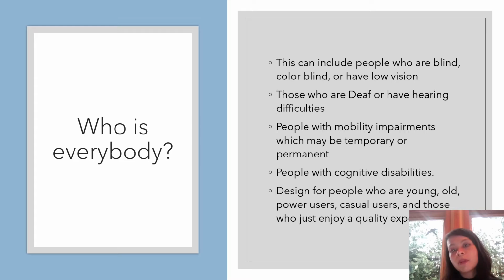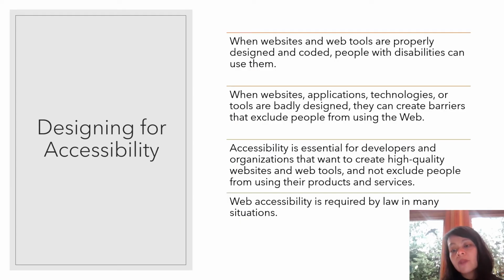Everybody includes people who are blind, colorblind, have low vision, and people who are deaf or have trouble hearing. Also people with mobility impairments, which may be temporary or permanent, people with cognitive disabilities, people who are young, old, power users, casual users, and those people who just enjoy a quality experience. So it's for everybody. Designing for accessibility means when websites and web tools are properly designed and coded, people with disabilities can use them.